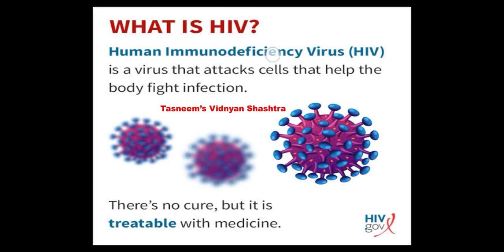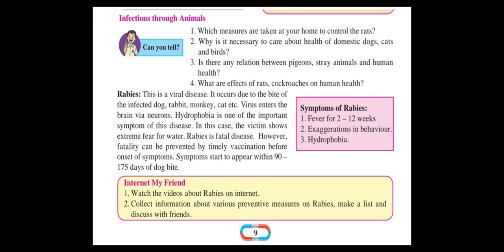Let's go ahead with another topic, page number 9, infections through animals. Yes, animals may cause dangerous infections in our body. Here they have given a 'Can you tell' question. You have to read these questions, use your brain power and find out the answer. So we are going to study about an infection through animals, that is rabies.